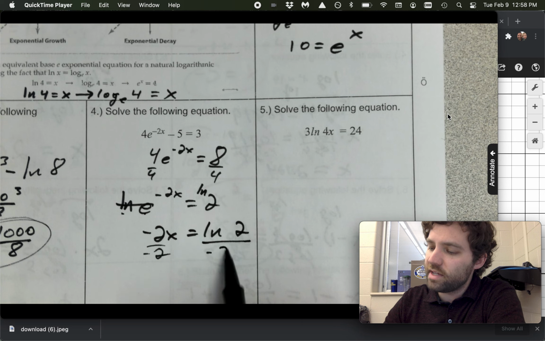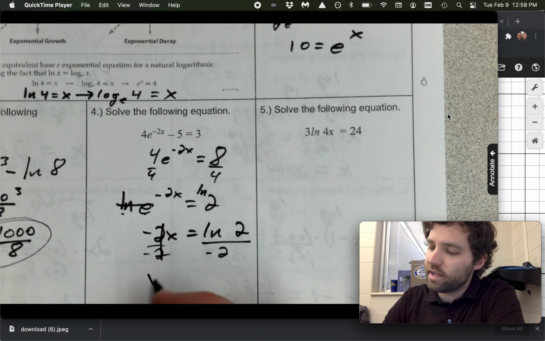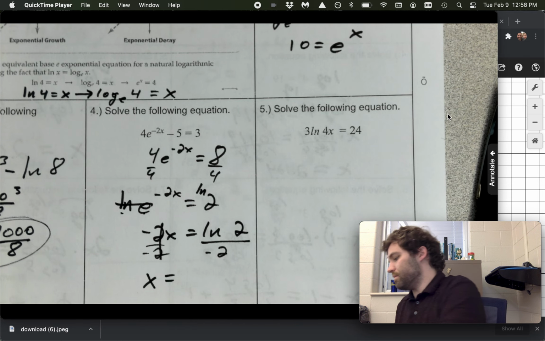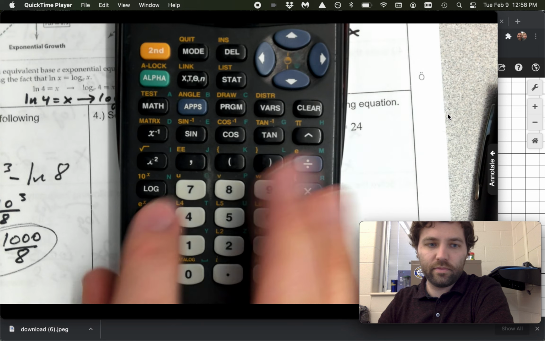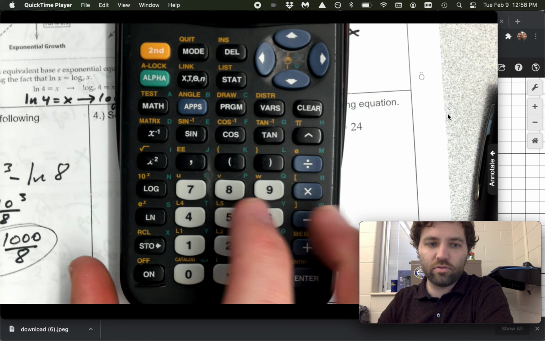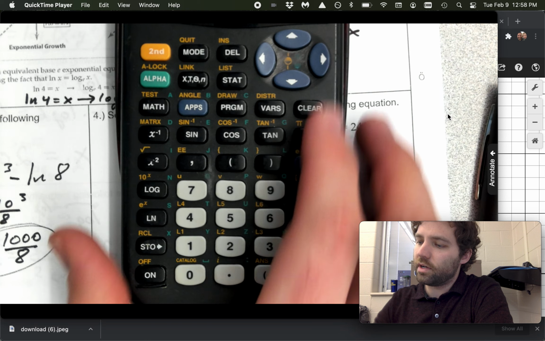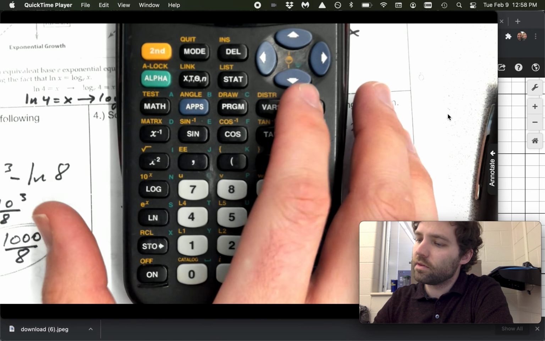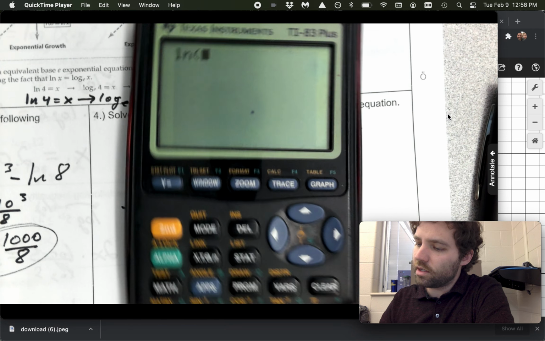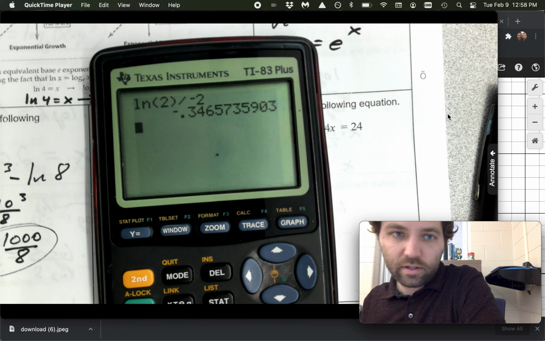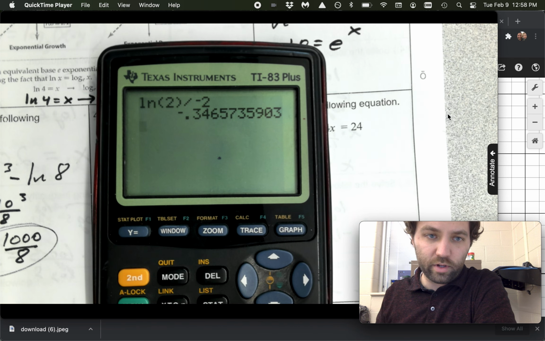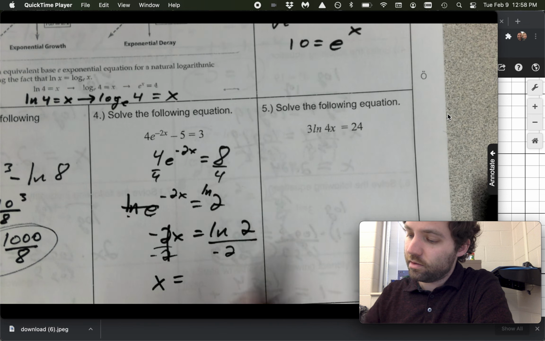Now, something I haven't said yet that is really important is that the natural log has a button on the calculator. It's right here. So we can type natural log of 2 divided by negative 2, and it'll compute it as negative 0.347.